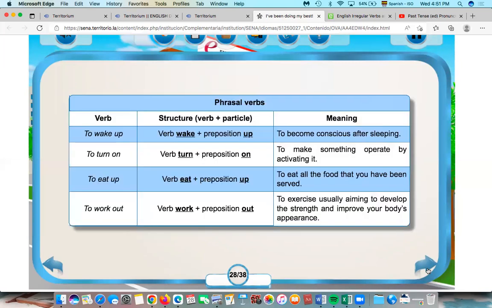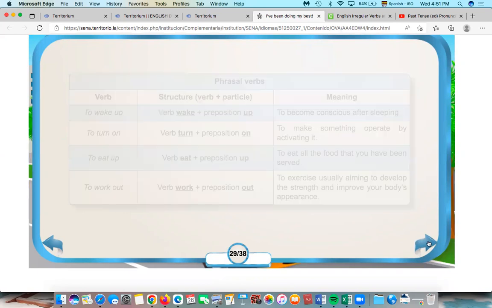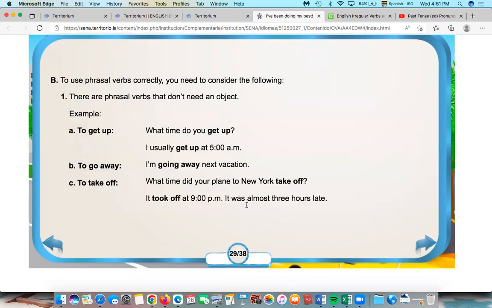It's what you were saying. It's a verb and an article that can be a preposition, like up, on, out, across, or into. And we have more examples here. What time did you get up? Going away. I'm going away next vacation. What do you understand when you say going away?